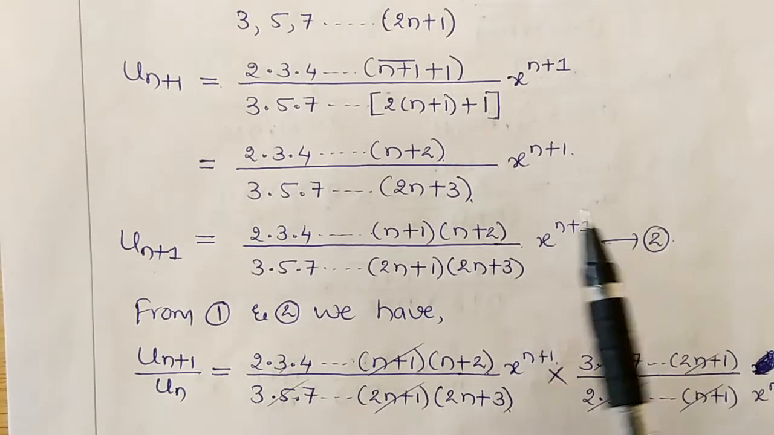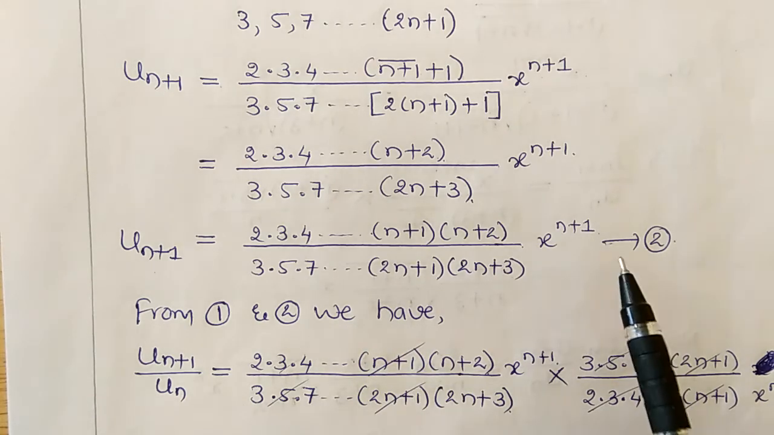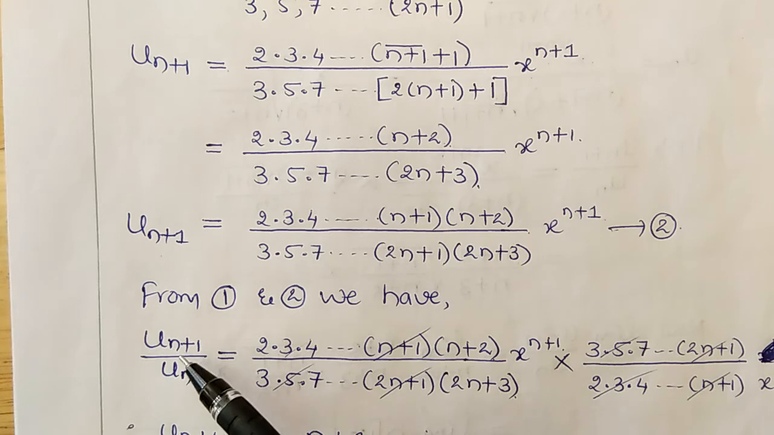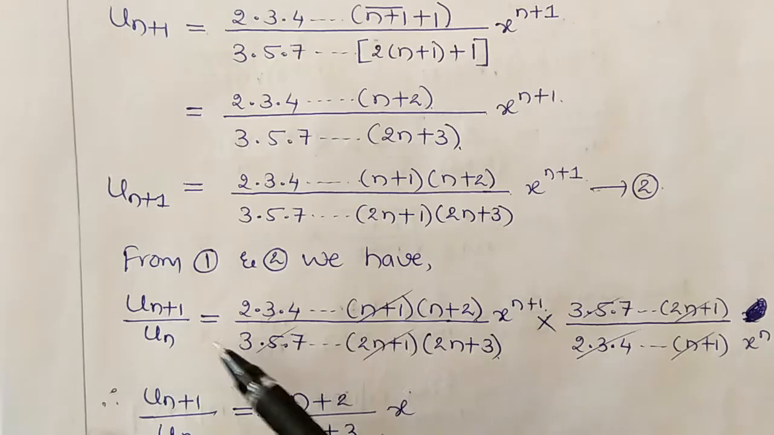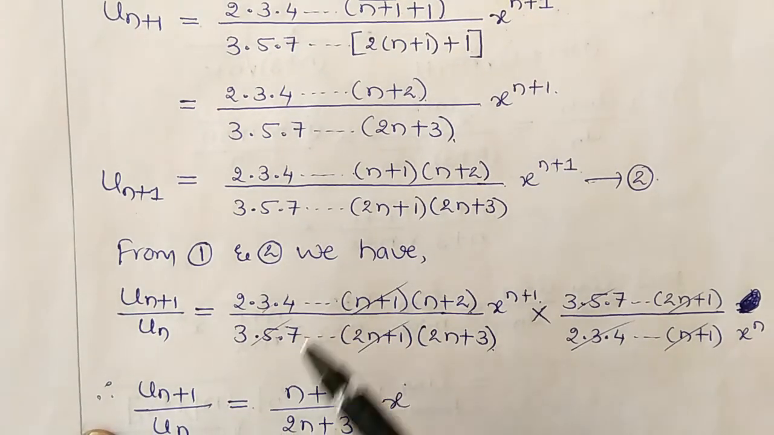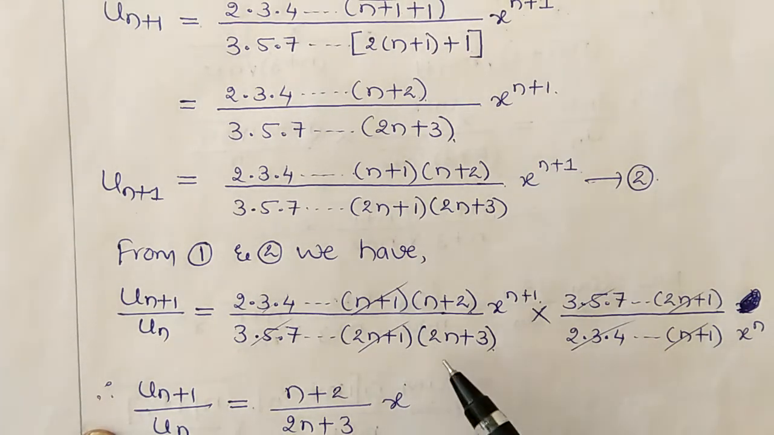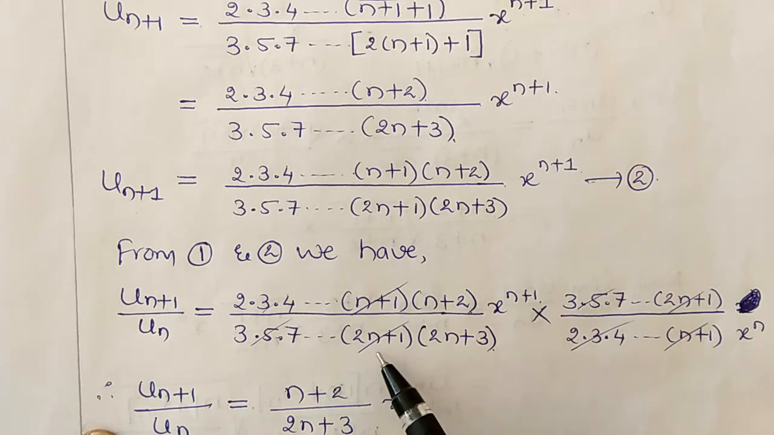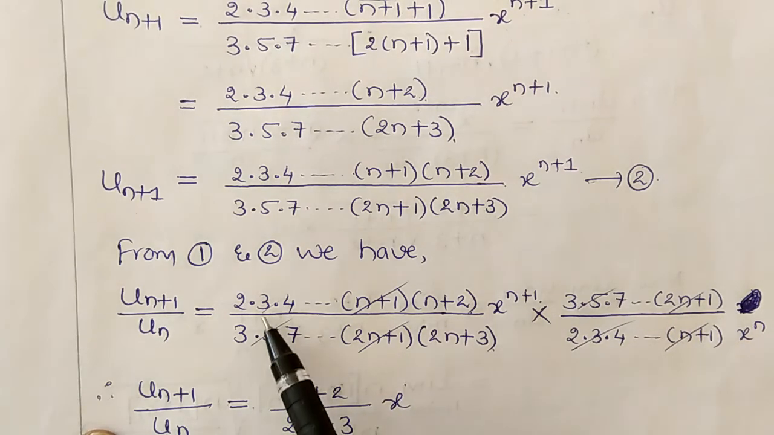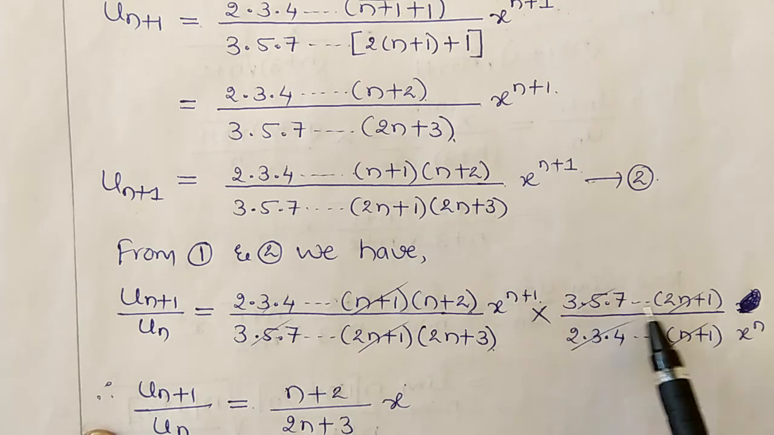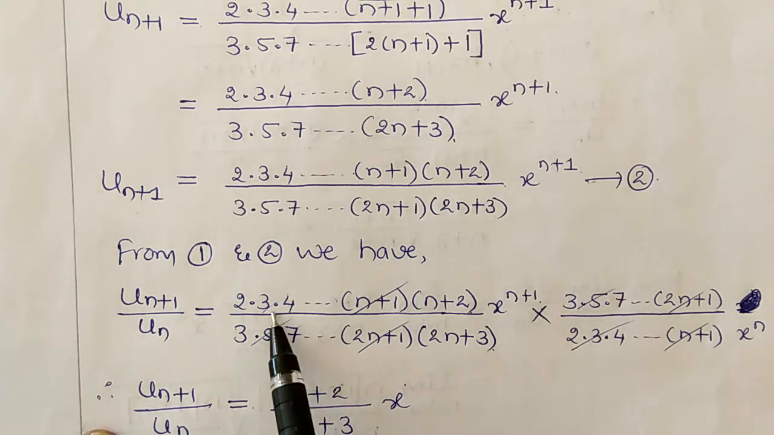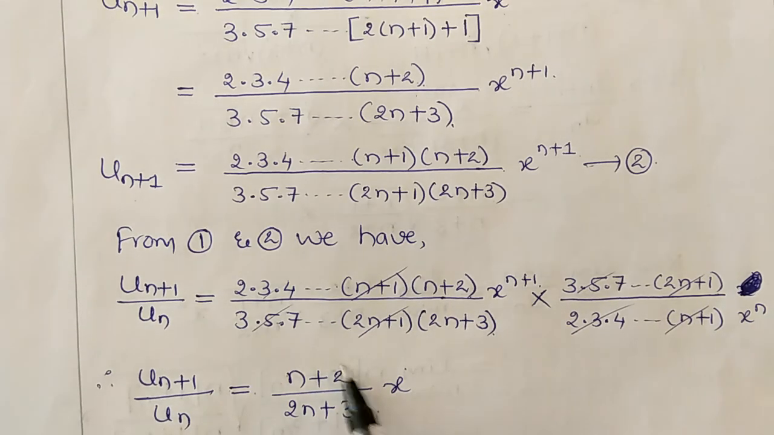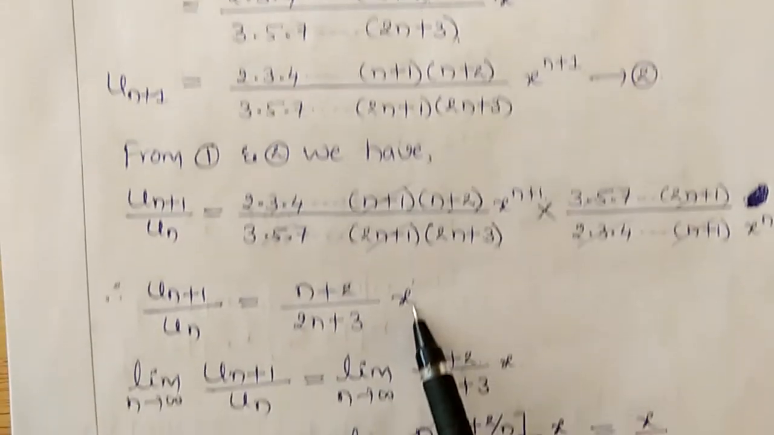Call it equation 2. From equation 1 and 2, divide equation 2 by equation 1. Calculate un plus 1 divided by un, which is equal to, write the un plus 1 term and the un term. The n plus 1 terms cancel here, the 2n plus 1 terms cancel, and 3, 5, 7 cancel. The remaining term is only n plus 2 divided by 2n plus 3, into x.